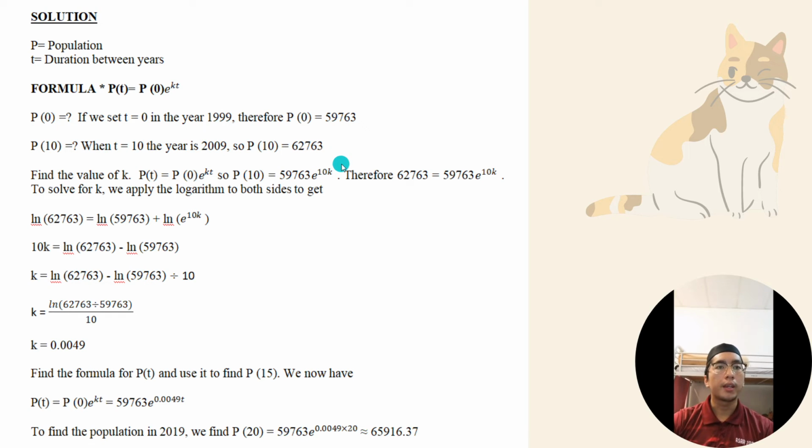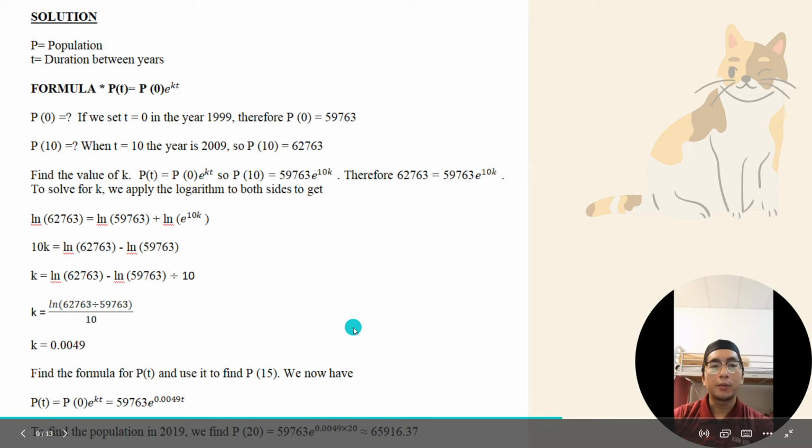To solve for k, we apply the logarithm to both sides to get ln 62,763 equal to ln 59,763 plus ln e to the power of 10k. And then we solve this equation, and we obtain k equal to 0.0049.